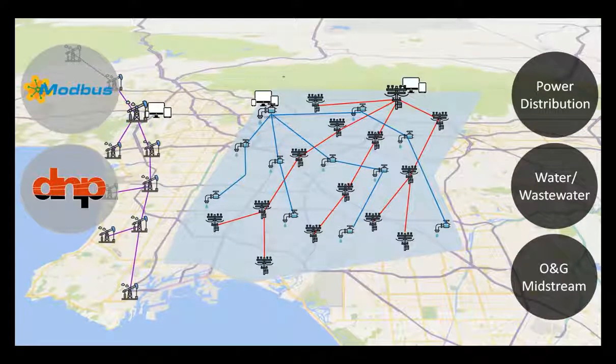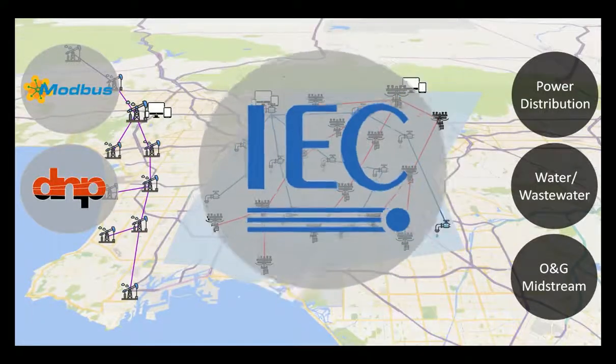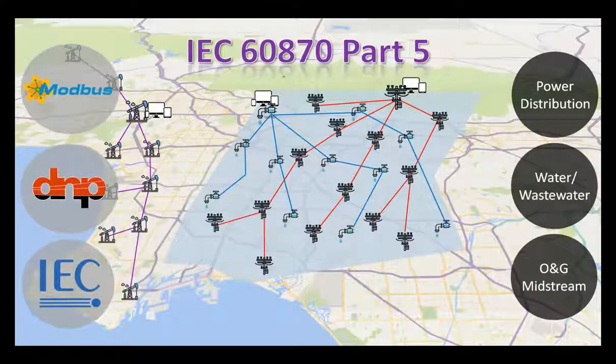Prior to this release, AVEVA Telemetry Server supported the Modbus and the DNP3 protocols, but with version 2020, we have added support for the IEC 60870 Part 5 protocol. Let's review the features of this release.